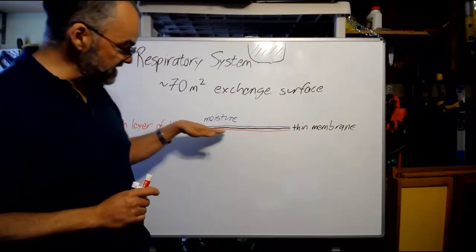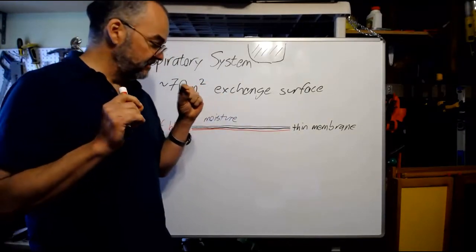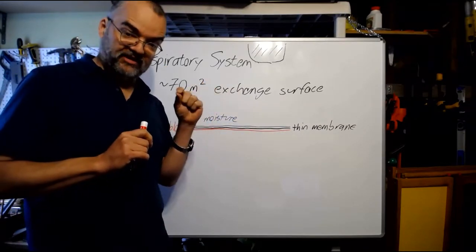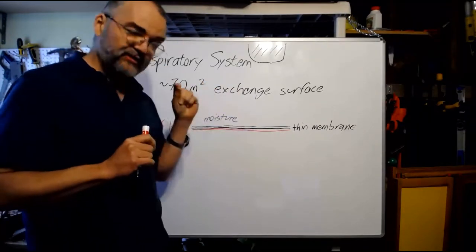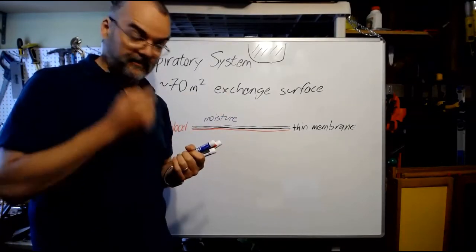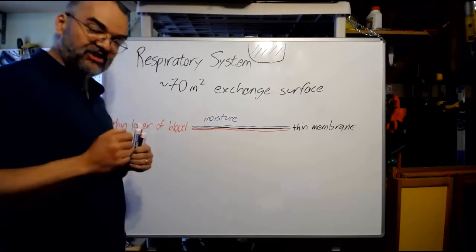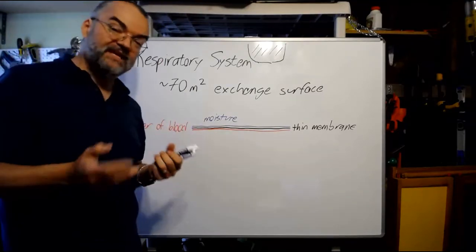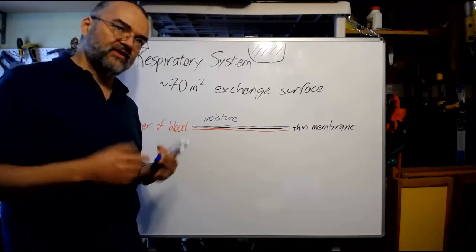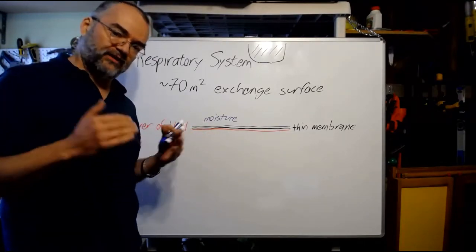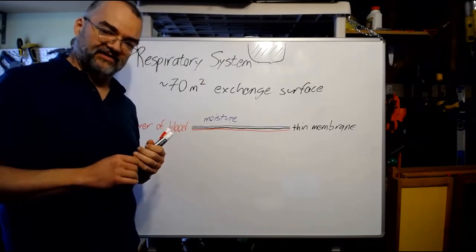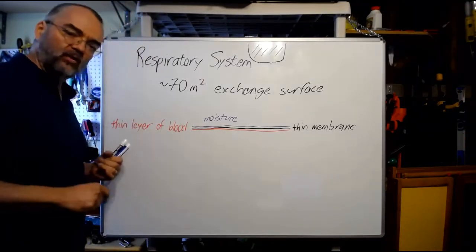We want a thin layer of blood with then a very, very thin membrane separating the blood from the air, and then a very thin layer of water on top of that membrane as a place for gases to move in and out of the air. So that's our exchange surface, and we need 70 square meters of that. So let's talk about how you could accomplish that. How could you get that much exchange surface, thin blood layer, thin membrane, kept moist, and have it do effective gas exchange? Well, let's talk about one way you could do it.